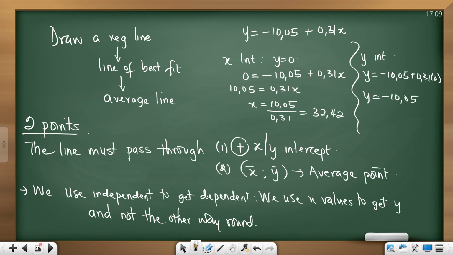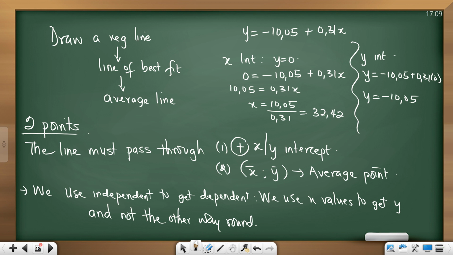When they ask, I think they asked once, what is the reason? I just mentioned we cannot use the dependent to get the independent, just explain it like that. Because the independent is the variable that you are changing. You are not changing the dependent variable. You are only changing the dependent. Is that okay? So it's a rule in science that we cannot use the dependent to get the independent.